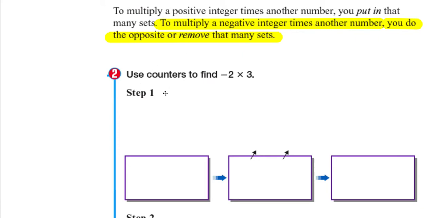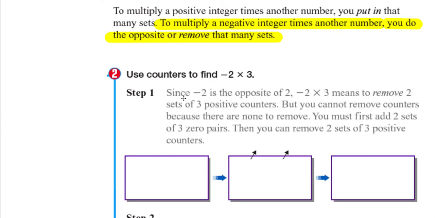Let's take a look at example number 2. Use counters to find negative 2 times 3. Since negative 2 is the opposite of 2, negative 2 times 3 means to remove 2 sets of 3 positive counters. To multiply a negative integer times another number, you do the opposite or remove that many sets, and that's the reason why we're saying remove 2 sets of 3 positive counters.